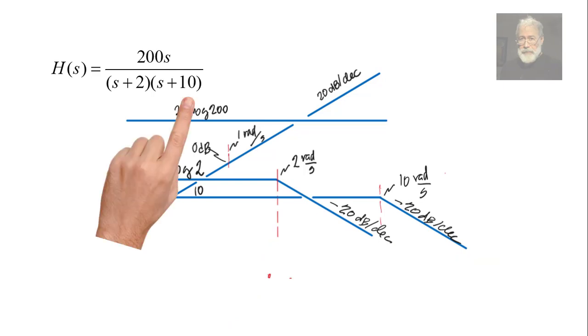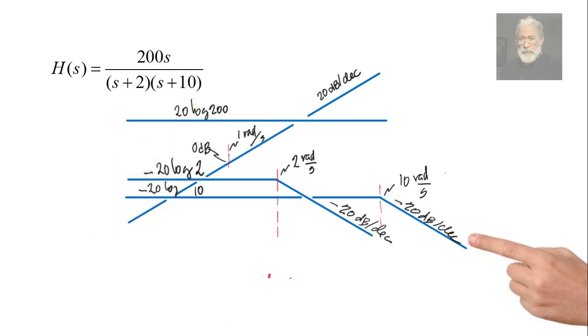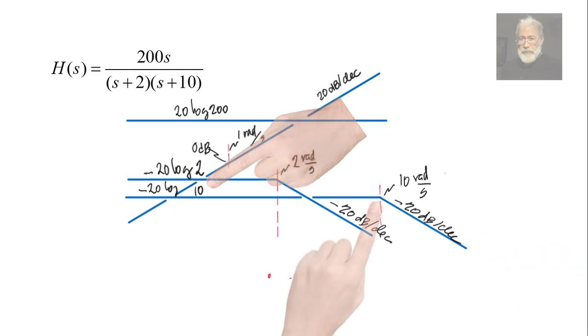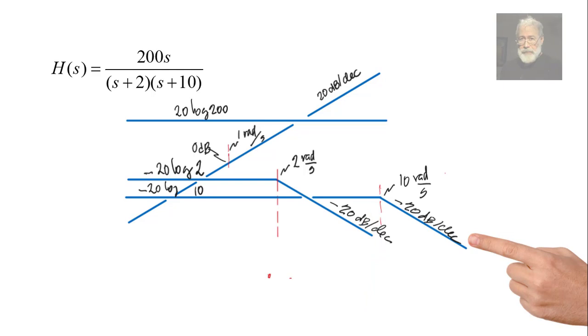And the pole at 10 has a similar contribution, this one, that has a tail of negative 20 log 10 up to the corner frequency of 10 radians per second, the value of the pole, where it takes a dive of negative 20 decibels per decade.